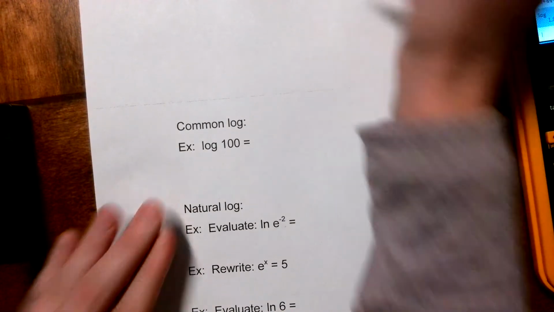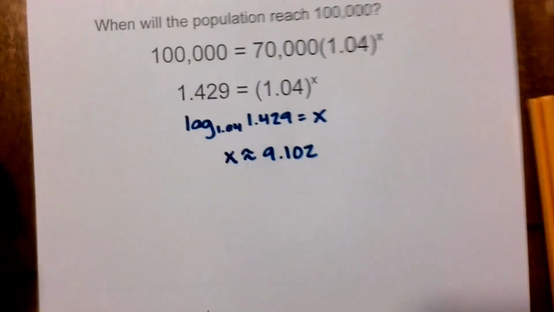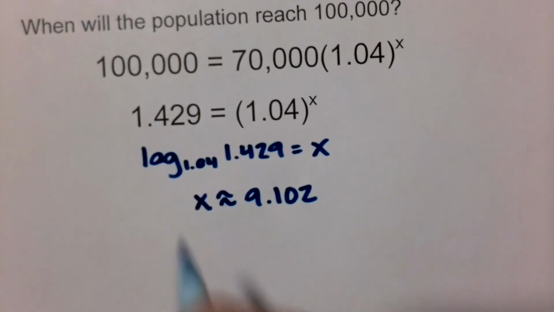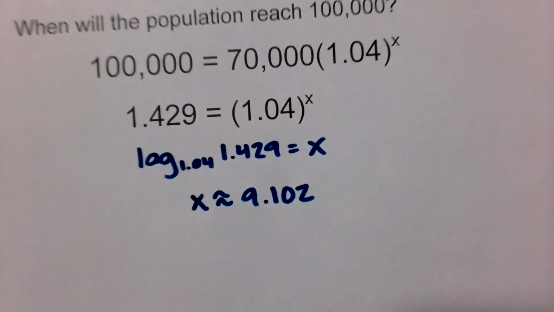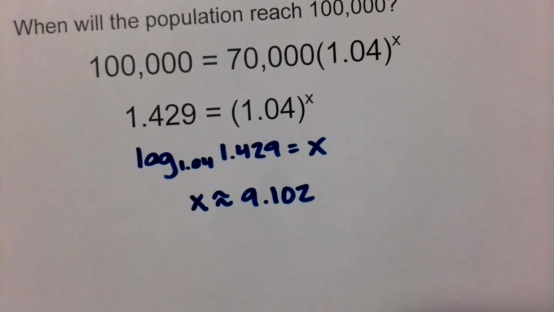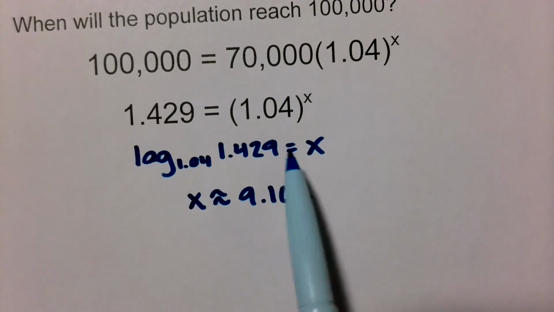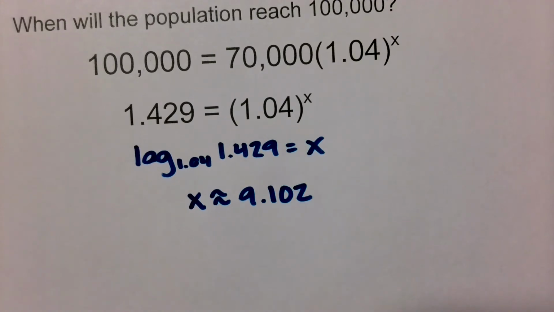So x is about 9.102. This is something that we have to have a calculator for. It's the same reason that we didn't know what base to raise that to. It's because our brains weren't able to come up with the power that we would raise 1.04 to. It's 9.102. We have to rely on our calculator for that. So if we end up with something where we can't get the bases the same, it is going to be something that requires a calculator.